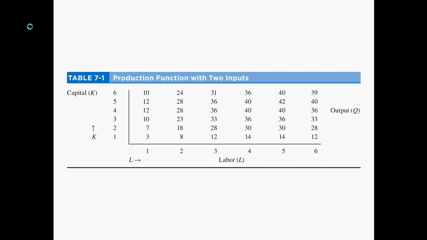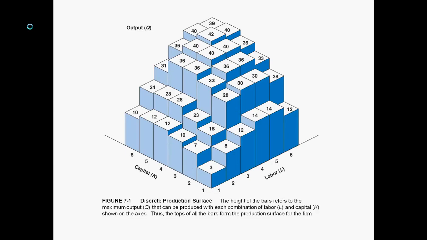So more capital and more labor tend to produce more, although in this case they've made it so that at some point you're actually just wasting it, and it's even getting in the way. So this is a representation of the same data as before, only in the form of a kind of chart.